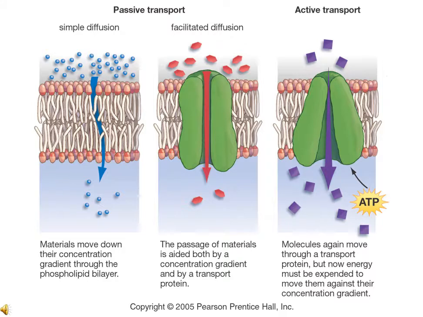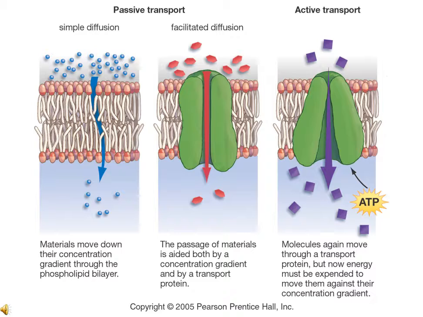To your left, in simple diffusion, you can see that the molecules in blue on top are highly concentrated. Therefore, they will tend to move towards the opposite side of the membrane by way of simple diffusion. Now, these molecules will move from an area of high concentration to an area of low concentration. This happens all the time, and this is the first example of passive transport.